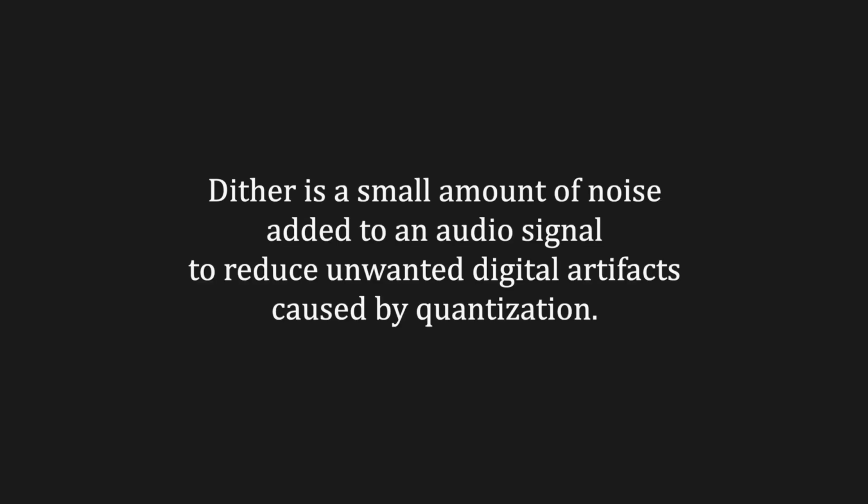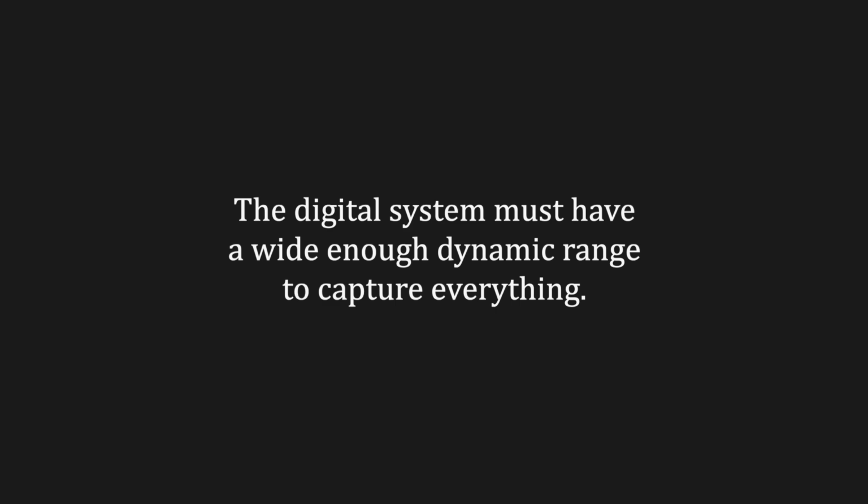Dither is a small amount of noise added to an audio signal to reduce unwanted digital artifacts caused by quantization. It makes the signal fluctuate slightly between nearby quantization levels, which helps eliminate quantization errors and allows the system to represent sounds that are quieter than a single quantization step. While Dither introduces a bit of noise, it removes harsh distortion, and the ear generally finds soft noise less unpleasant than distortion. When Dither is added before the analog to digital conversion, it helps the converter preserve very quiet details in the sound. The digital system must have a wide enough dynamic range to capture everything, including the faintest sounds within the noise floor, without adding quantization distortion.